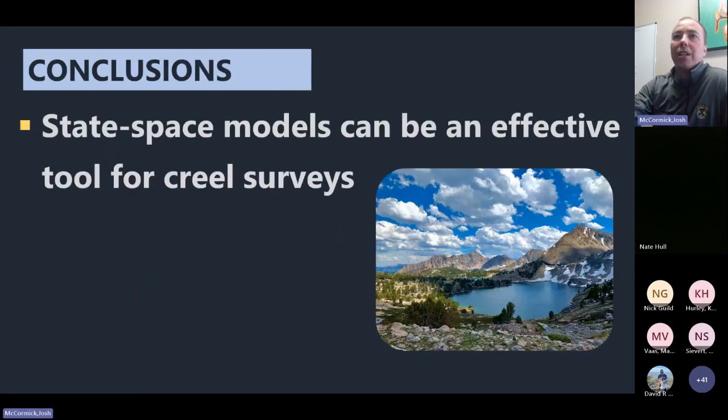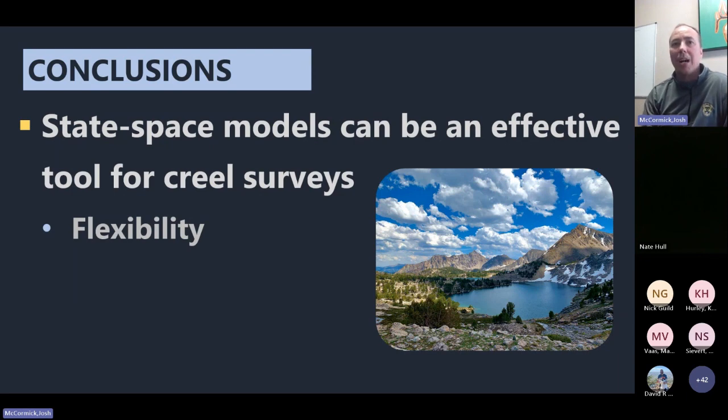In conclusion, for us, state-space models have been a pretty effective tool for creel surveys. I think our estimates are probably more precise than just using design-based estimates. There's a lot of flexibility: you could have whatever process model or observation model you'd like. There's also the benefit that you don't necessarily have to follow a very strict probabilistic design, which can often be limited because of staff time or availability.